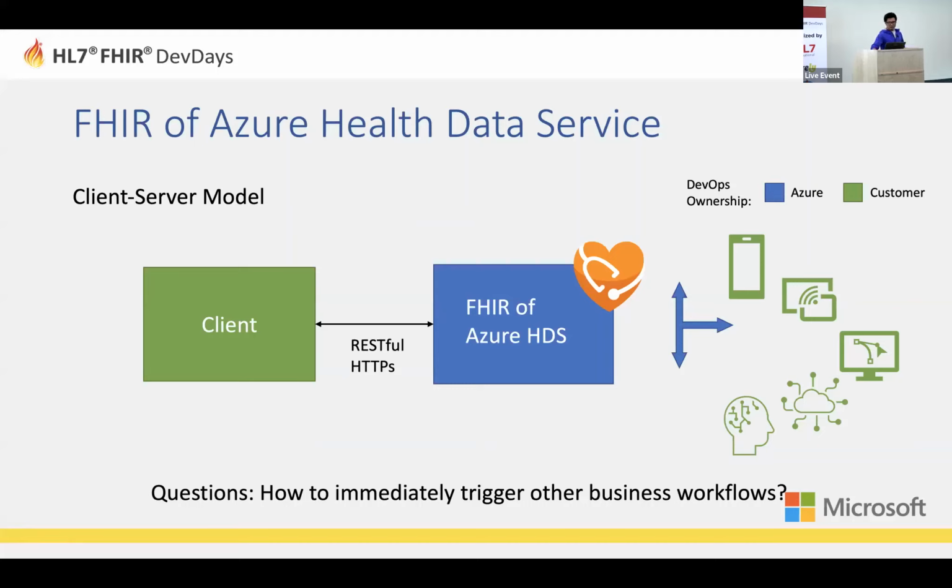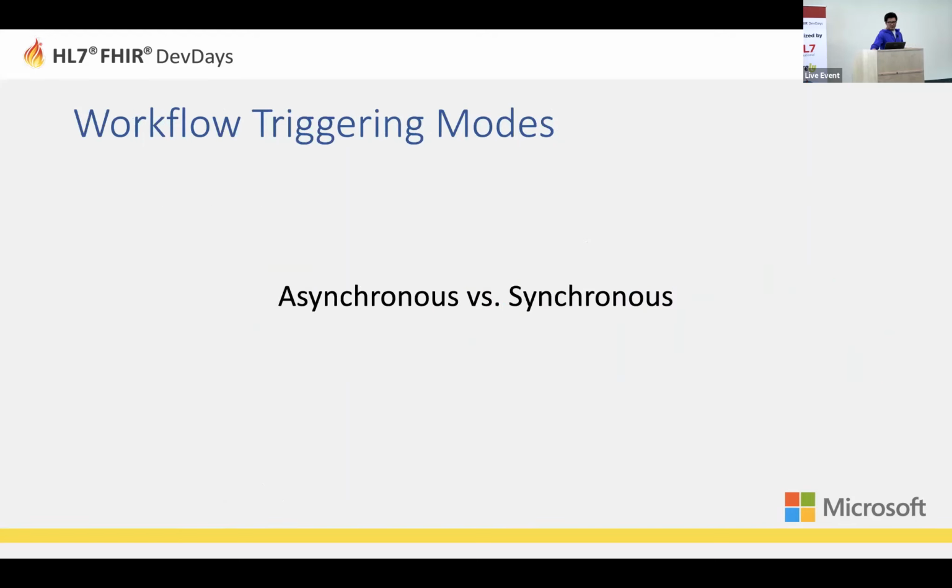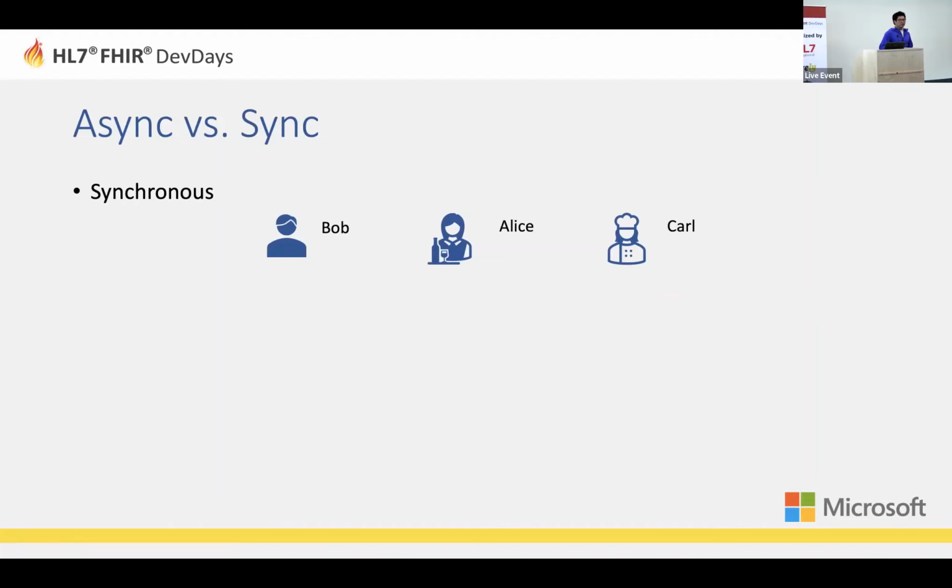Before we answer that question, let's take a look at the two modes of how a workflow usually gets triggered. One is asynchronous, the other one is synchronous. So instead of throwing a lot of technical terminology into this meeting, I'm going to tell a story to help you understand the difference. Assuming we all finish all the dev days and get into a restaurant, I'm using typical names we use to describe technical problems: Alice, Bob, and Carl. Bob is a guest, Alice is a waitress, and Carl is a chef.